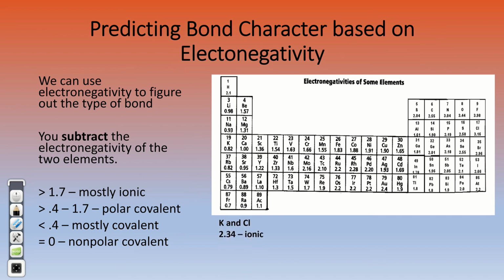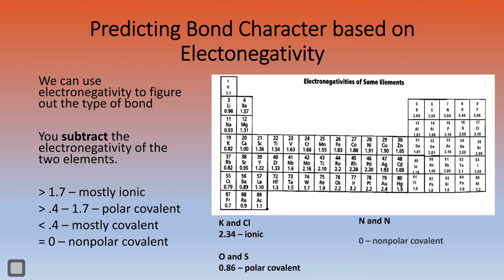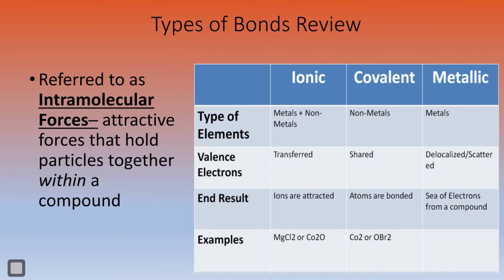All right, so here are some examples. K and Cl, if you subtract those two, 2.34, it's ionic. O and S is 0.86, polar covalent. I'm just subtracting the two numbers, 3.44 minus 2.58. Then N and N is 0, and B and H would be 0.06. That's where it's kind of weird: that forms a pretty much nonpolar covalent bond, but it's still a little bit polar.